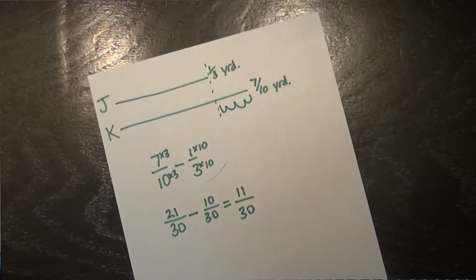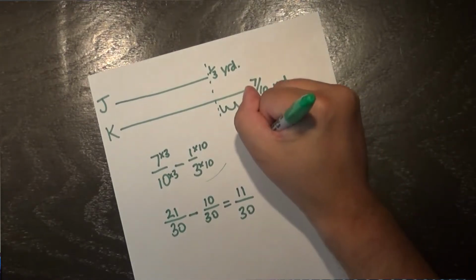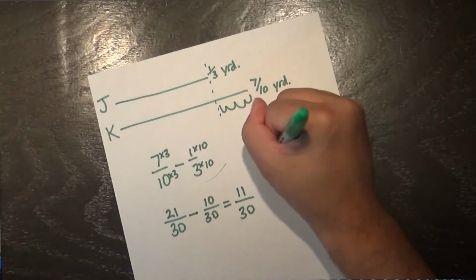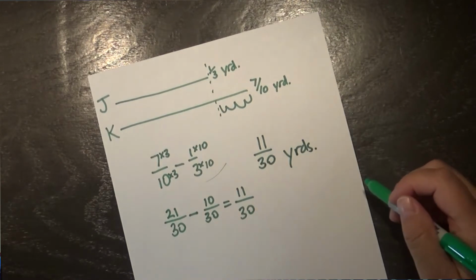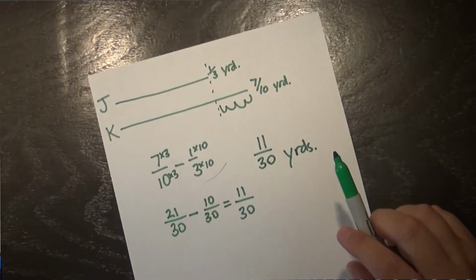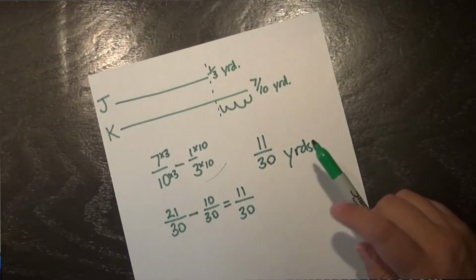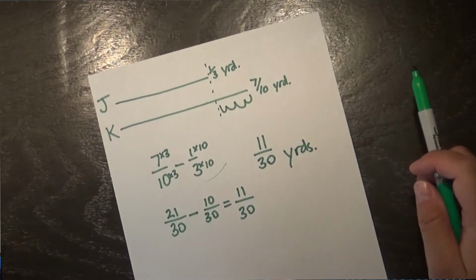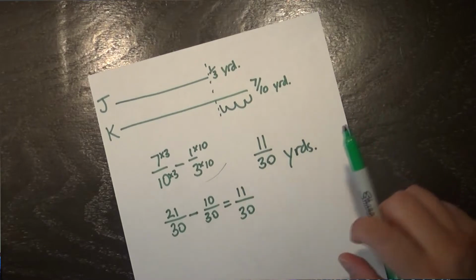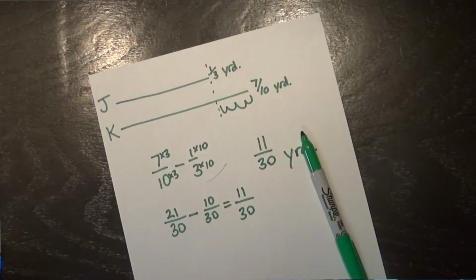So I want to answer completely with a label. So my answer then, as a final answer, is 11 thirtieths yards. So Carmen's kite string is 11 thirtieths yards longer than Jamal's. Okay, and there is our answer for number 3. We are moving right through this. There's one more problem left, and of course we always want to prepare for our computation as well. But let's take a look right now at number 4.